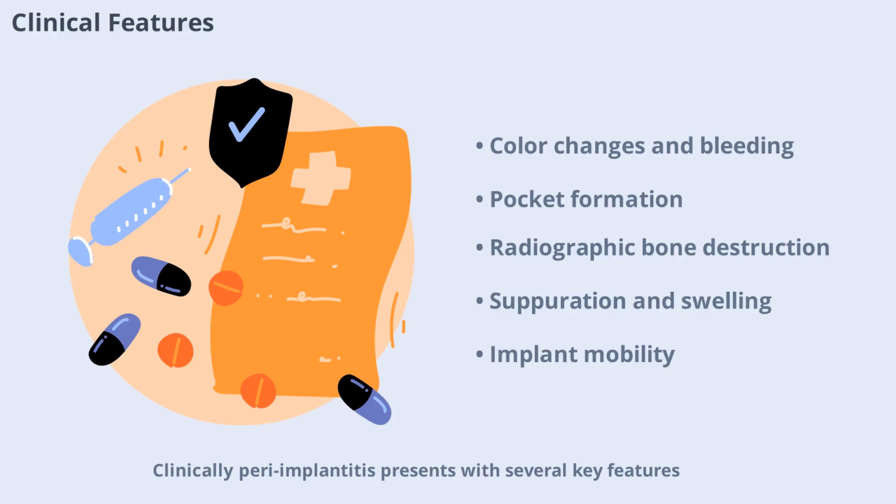Clinically, peri-implantitis presents with several key features. Color changes in the soft tissues and bleeding upon gentle probing are common early signs. As the disease progresses, pocket formation occurs, and radiographs reveal bone destruction. Suppuration, calculus buildup, and swelling may also be observed. Mobility of the implant is a critical indicator used to detect both early and late failures. Recognizing these features helps clinicians diagnose peri-implantitis promptly.